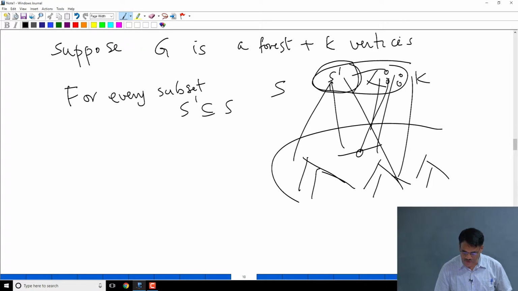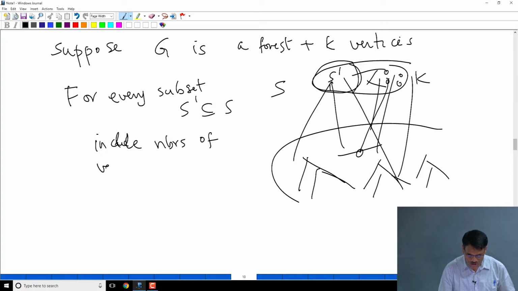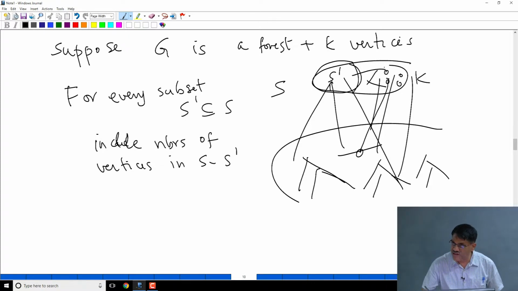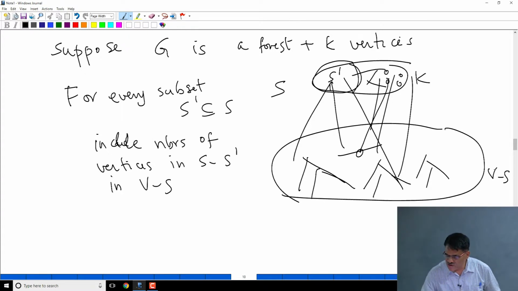So, for every subset S prime contained in S, include the neighbors of vertices in S minus S prime, the neighbors of S minus S prime in V minus S. So, this is V minus S. In V minus S, if you have some neighbors of S minus S prime, the only way you can cover those edges is by picking the other endpoint, because I have made a choice that these vertices are not going to be picked. So, I am going to pick all those choices.